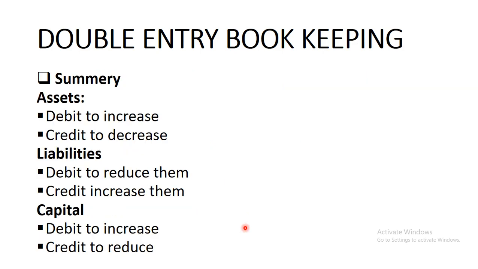Now let's summarize what we just looked at. Assets, you need to have it off the top of your head. Assets are always debited. You debit to increase the asset, then you credit to decrease that particular asset. Liabilities, you debit to reduce them, and then you credit to increase them.